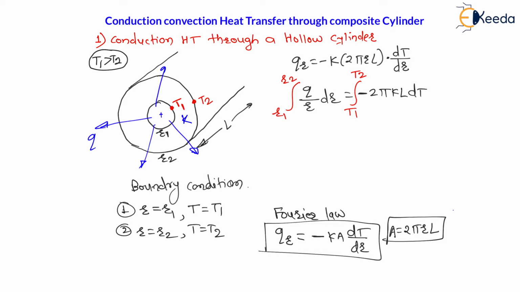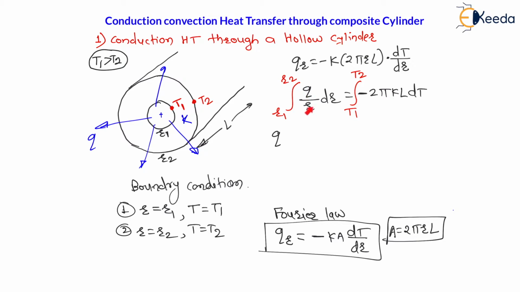Now let us integrate. Here this conduction heat transfer is constant because it is a steady state heat transfer. With respect to distance, or with respect to r, this Q is not changing, right? Therefore, Q is not a function of radius. Therefore, with respect to radius, Q is constant, we can say. Therefore, take the constant Q outside the integration.